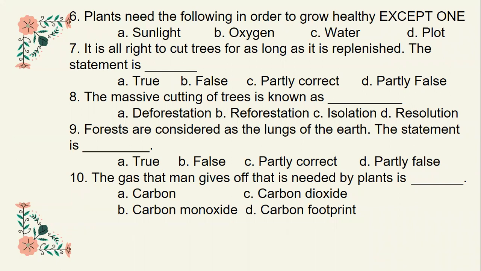Number 9. Forests are considered as the lungs of the earth. The statement is A, true, B, false, C, partly correct, or D, partly false. Number 10. The gas that man gives off that is needed by plants is A, carbon, B, carbon monoxide, C, carbon dioxide, or D, carbon footprint.